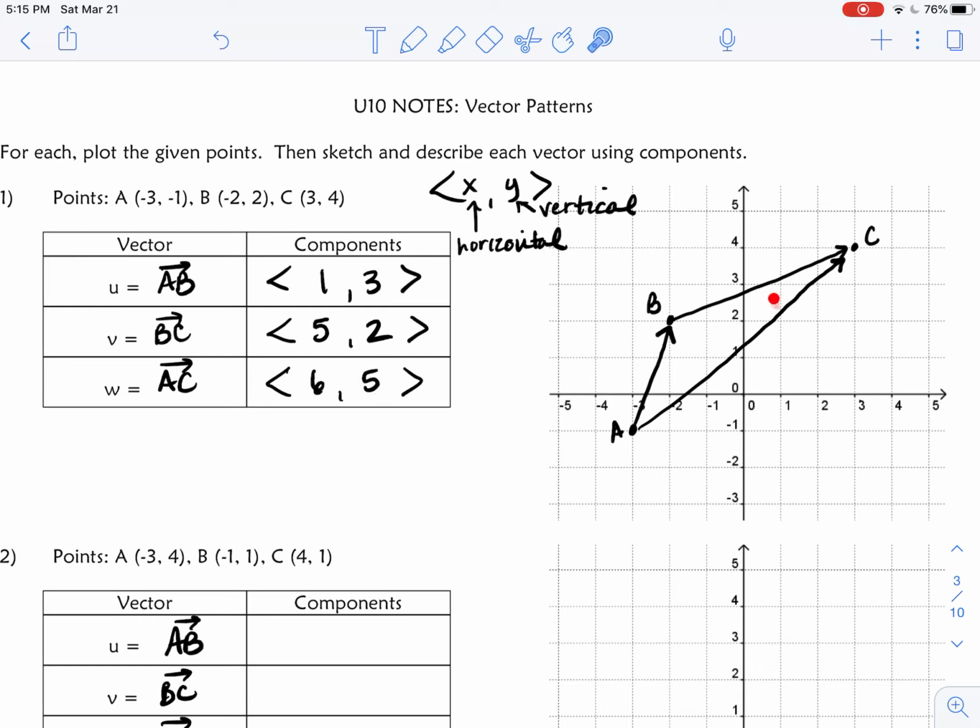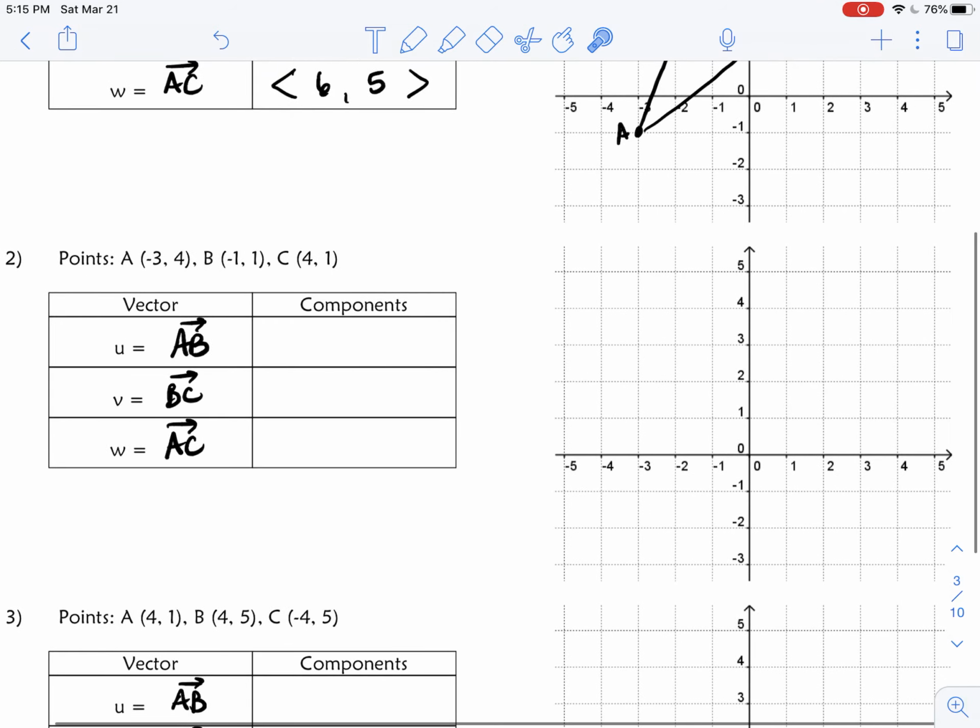Okay, so the method that I used on these vectors was just simply counting the horizontal and the vertical components. Sometimes your vectors are very large. Yesterday's notes, there was a formula, and I'm going to show you how to use that formula on this next problem.